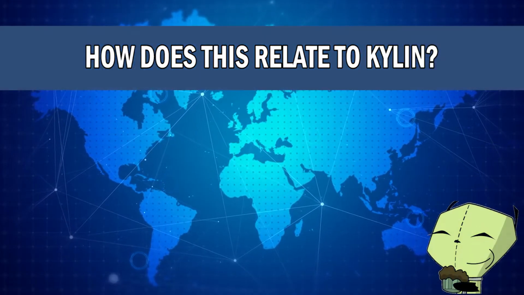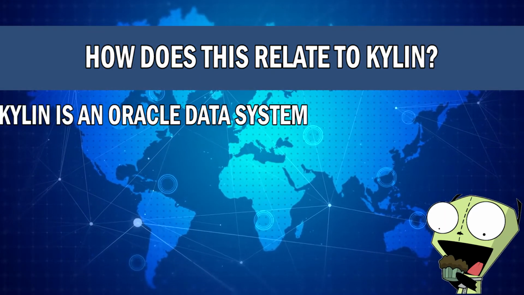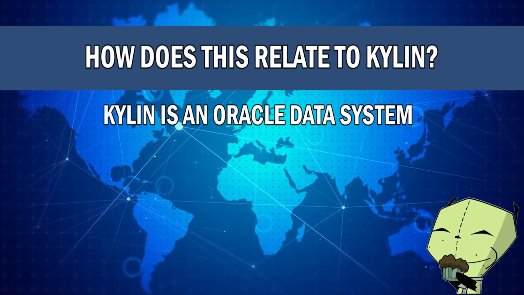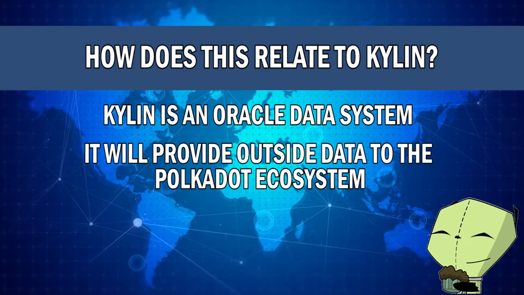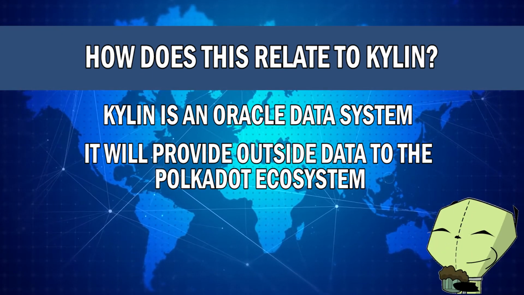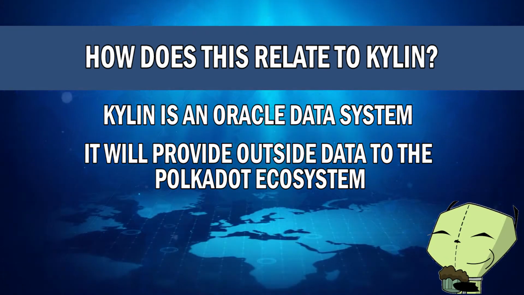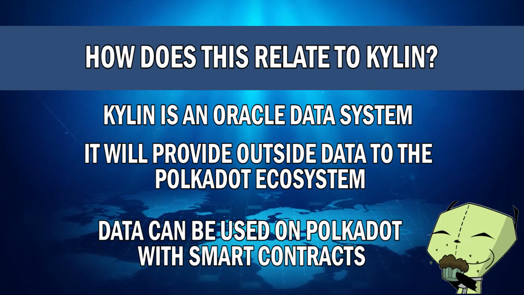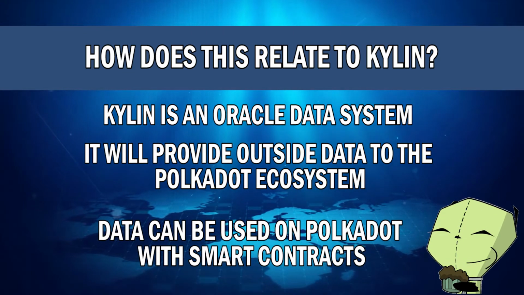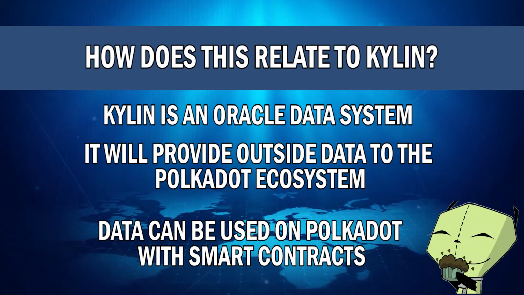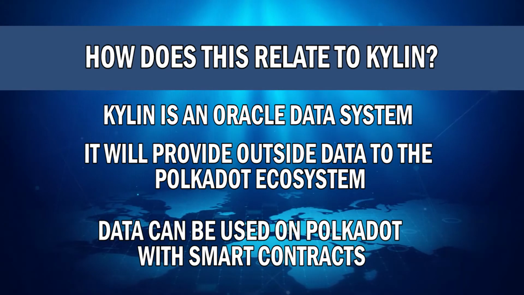So how does this relate to Kylin? Well, Kylin is an Oracle data system, much like Chainlink. And that means it will provide outside data to the Polkadot ecosystem from a variety of different data sources. This can then be used on the Polkadot ecosystem and network using in-chain smart contract transactions, thus benefiting all the blockchains that connect to Polkadot.